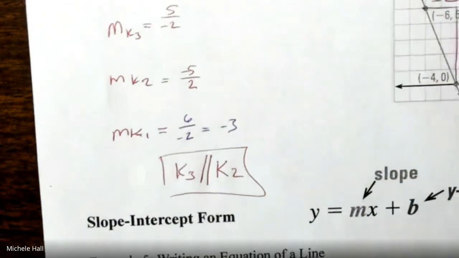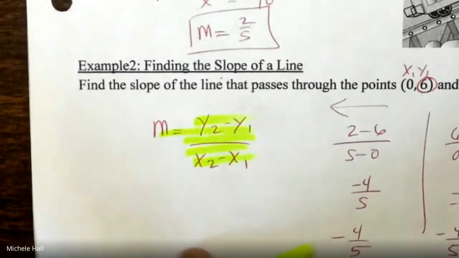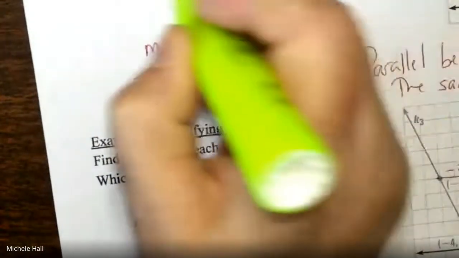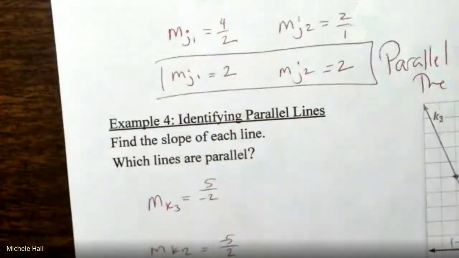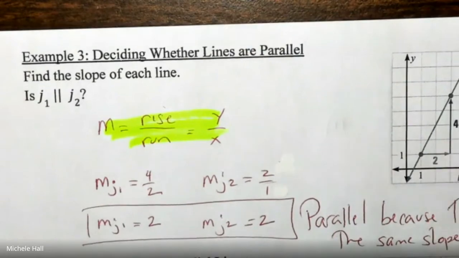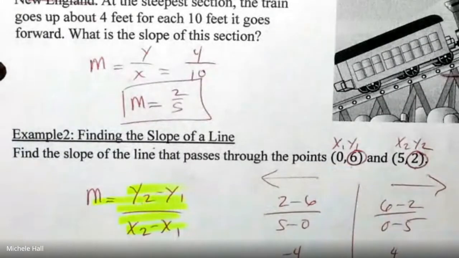All right, so two things we've learned so far: we use the slope formula, and we also use the graph for rise over run. So if I'm given a graph, I'm not going to use the points. I'm just going to use rise and run. If I'm given 2 points, then I use my formula.